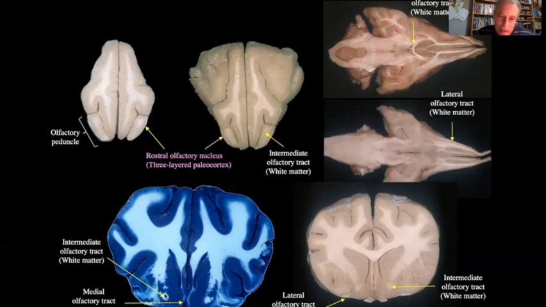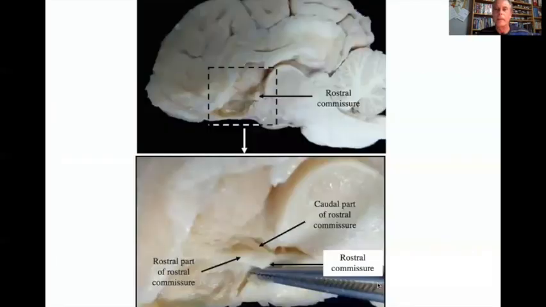And more dorsally located is the intermediate olfactory tract that is going to form the rostral commissure. Here we have the telencephalic septum right here. So what I've done here, this is a midplane section with a corpus callosum, cingulate gyrus, thalamus, cerebellum, mesencephalon, pons, medulla oblongata, fourth ventricle here.